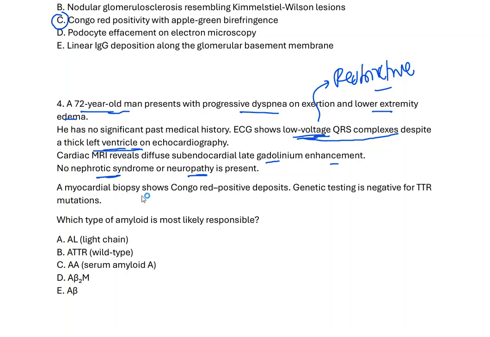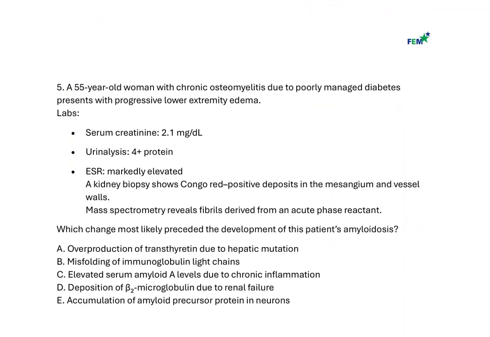A myocardial biopsy shows Congo red positive deposits, and gene testing is negative for the TTR mutation. Which type of amyloid is responsible for this? So this is going to be the wild type. Remember, we spoke about it. That's the one that is more common in the elderly. We also call it senile amyloidosis. So the best answer there will be B, which is ATTR wild type. And moving on to the last question.